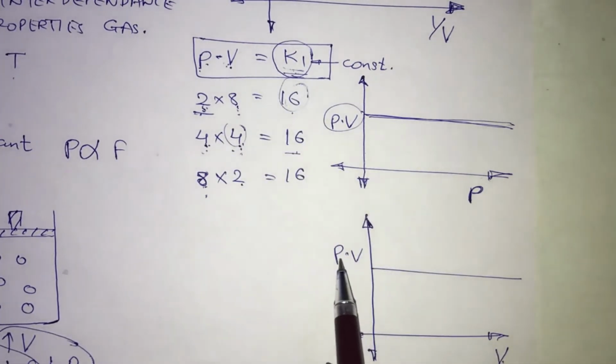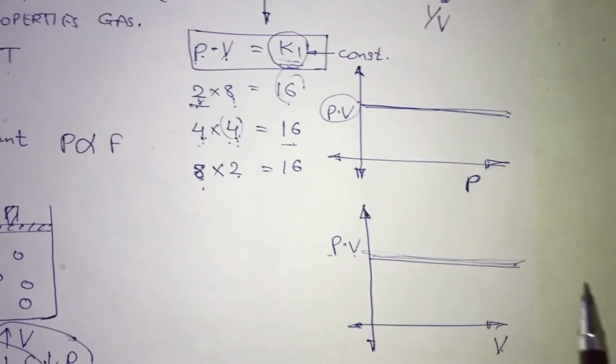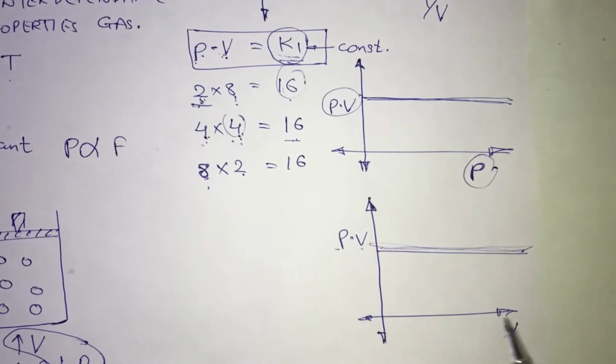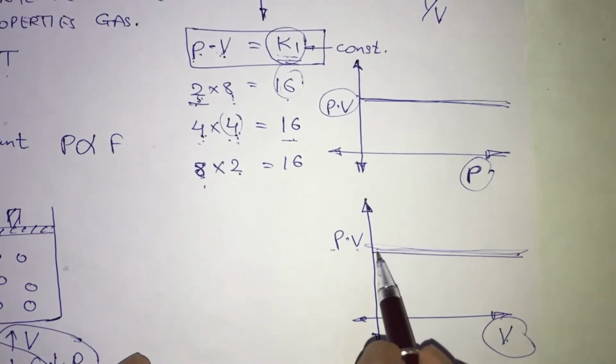That is what I have done. The multiplication of pressure into volume is always going to be one single value. It is always going to be constant, whether you change the pressure or whether you change the volume. It is always going to be the same.